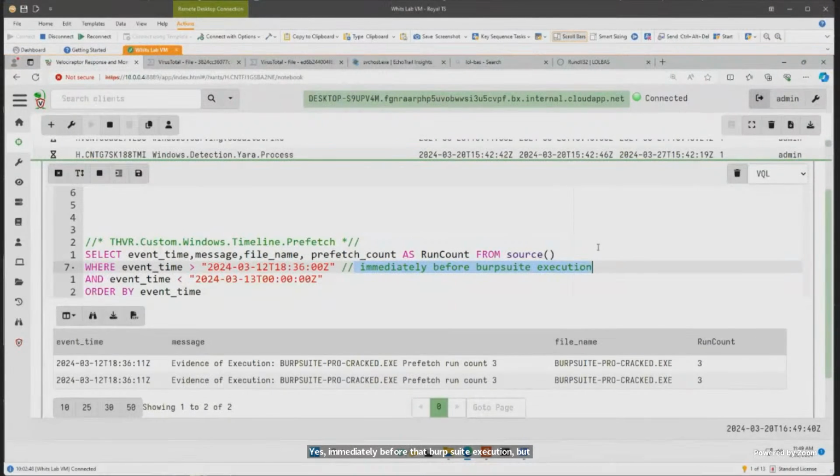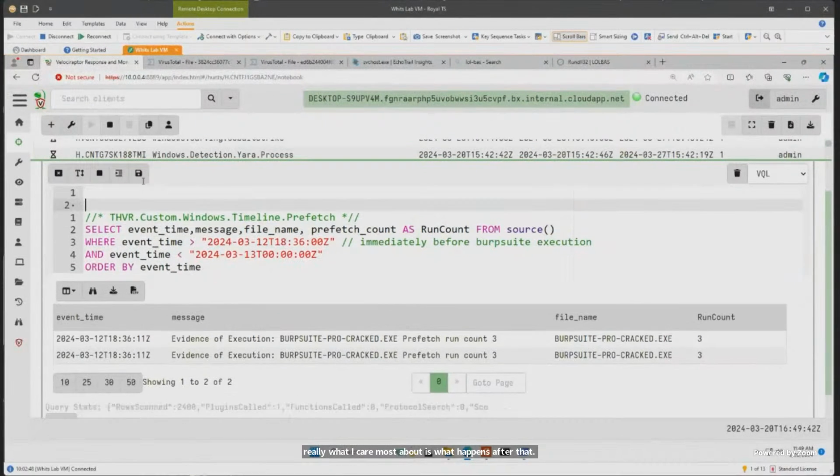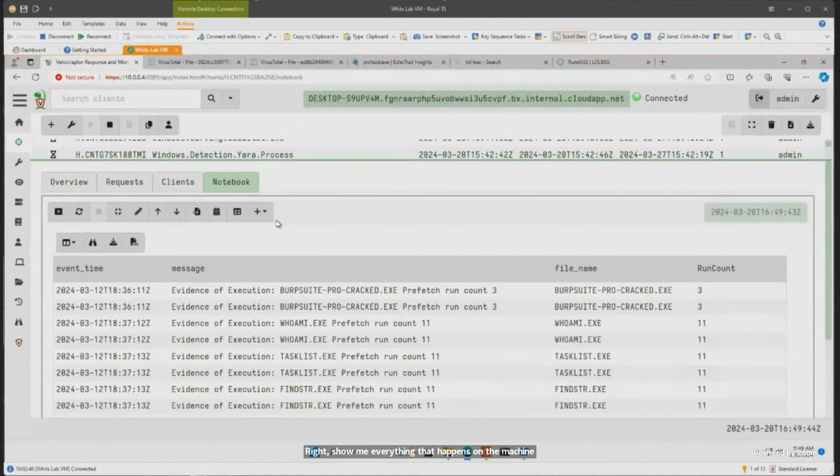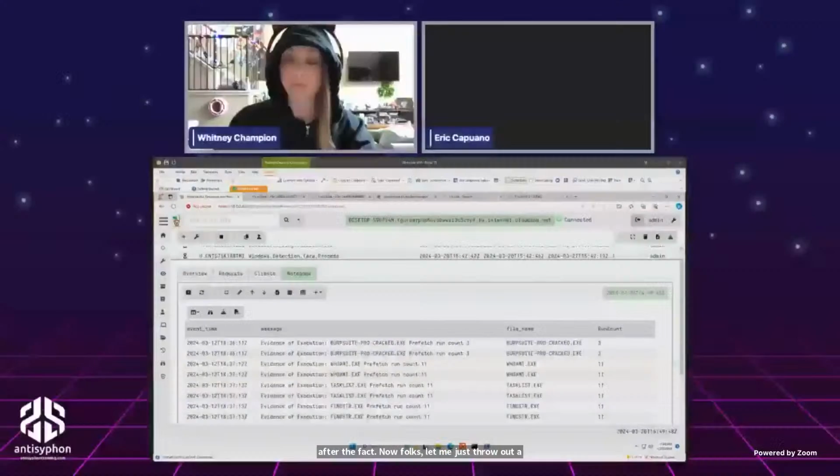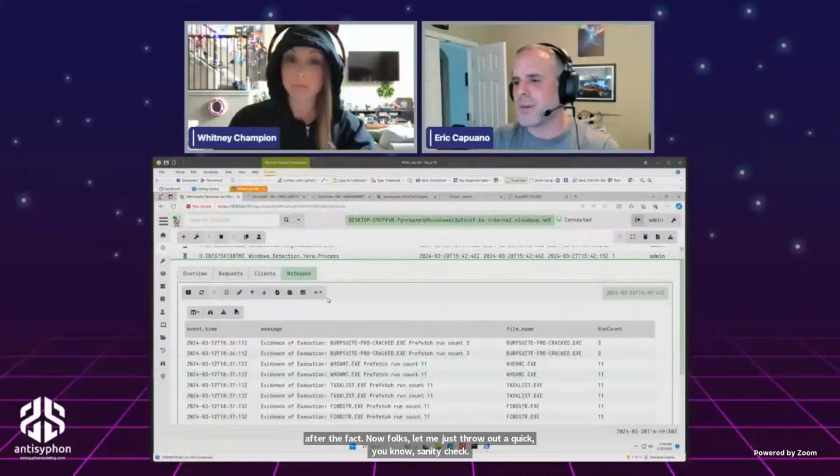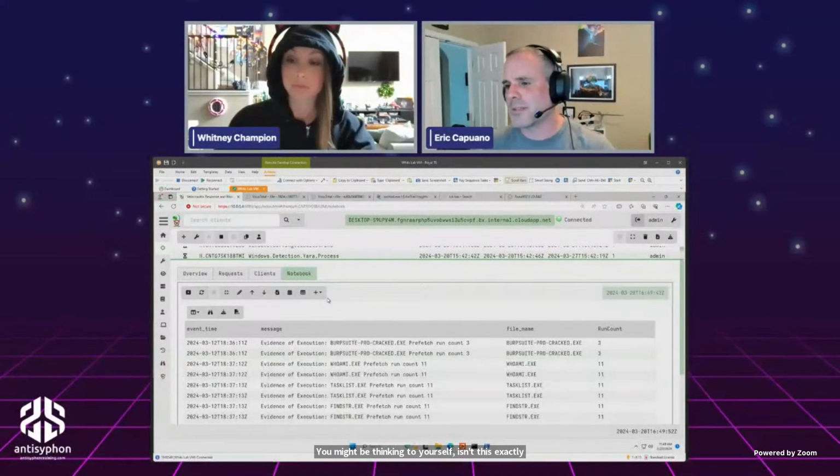Show me everything that happens on the machine after the fact. Now, folks, let me just throw out a quick sanity check. You might be thinking to yourself, isn't this exactly what EDR is supposed to tell us and what our SIEM is supposed to tell us?